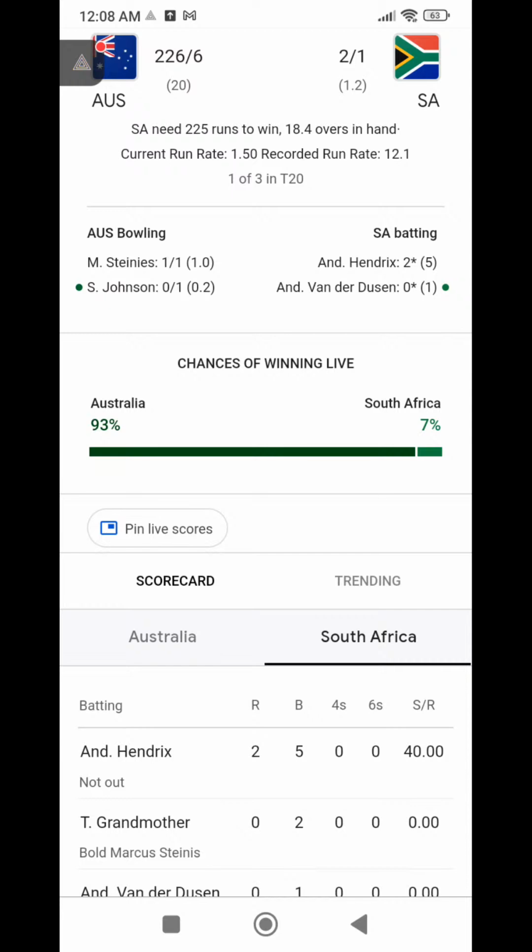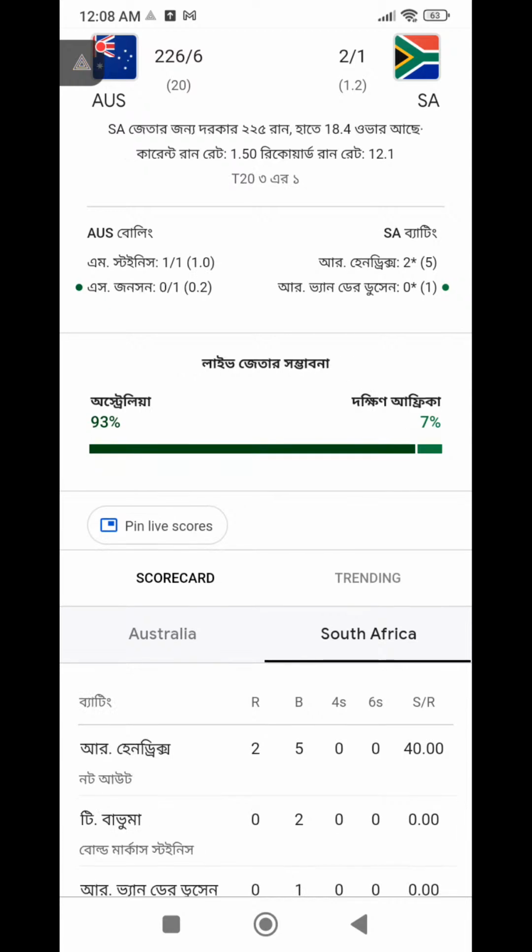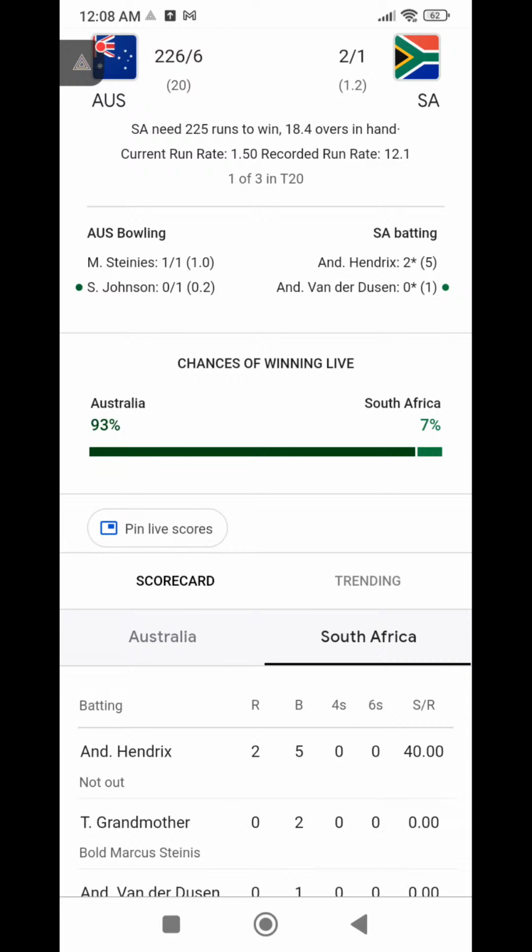Andrew Hendricks 2 of 5 and Van der Dussen 0 of 1. Van der Dussen now facing the bowling of Johnson. 2 for 1 in 1.2 overs, South Africa. Current run rate is 1.50 and the required run rate is 12.1.